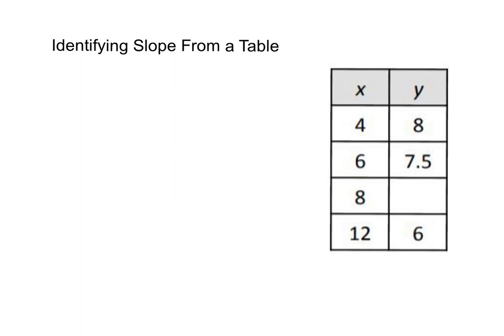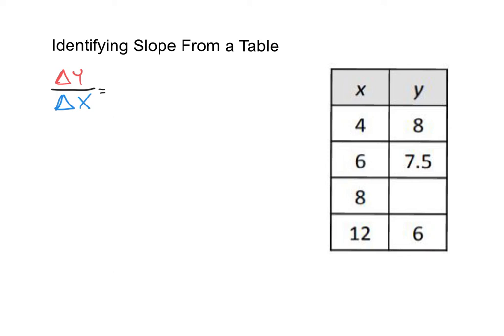All right, let's try another one, identifying the slope from a table. So again, I'm going to look at my change in y divided by my change in x. Let's see what we got going on here. Start with my y's. Again, we can pick any 2 points. I'm going to pick my furthest away points. Well, let's start with some observations.